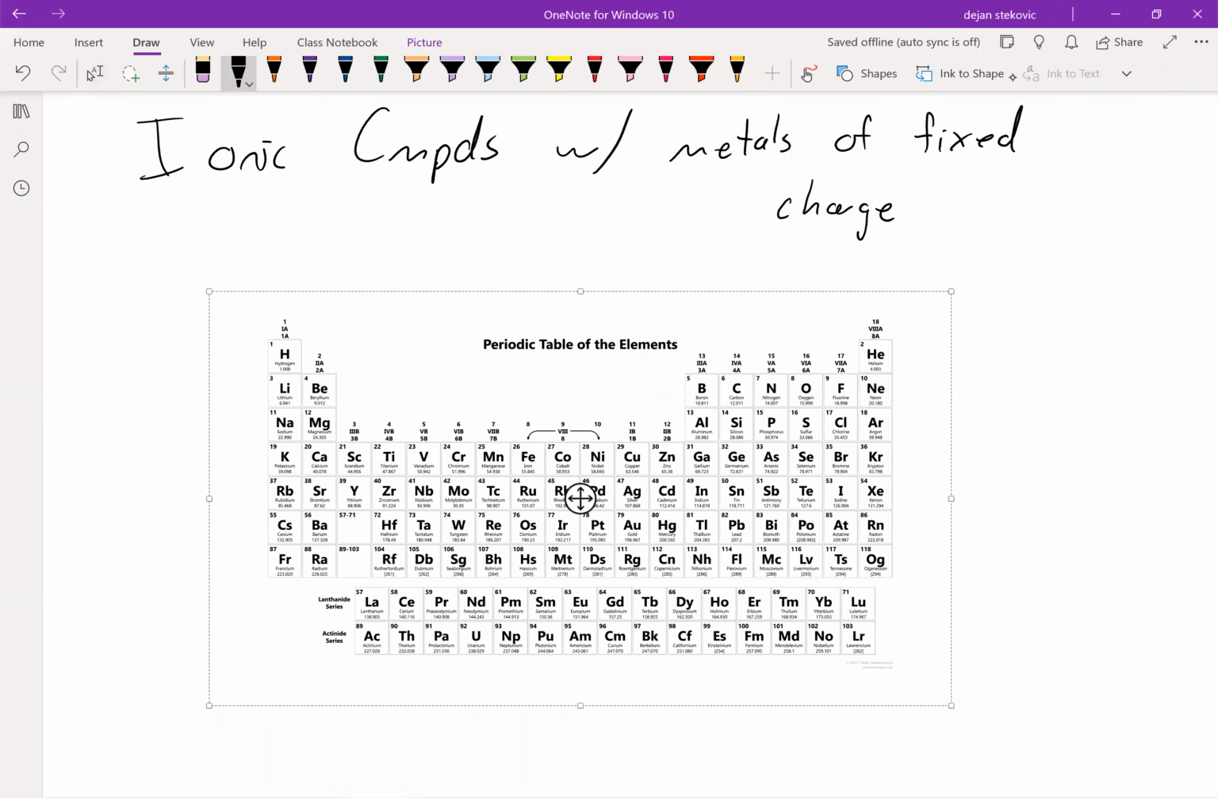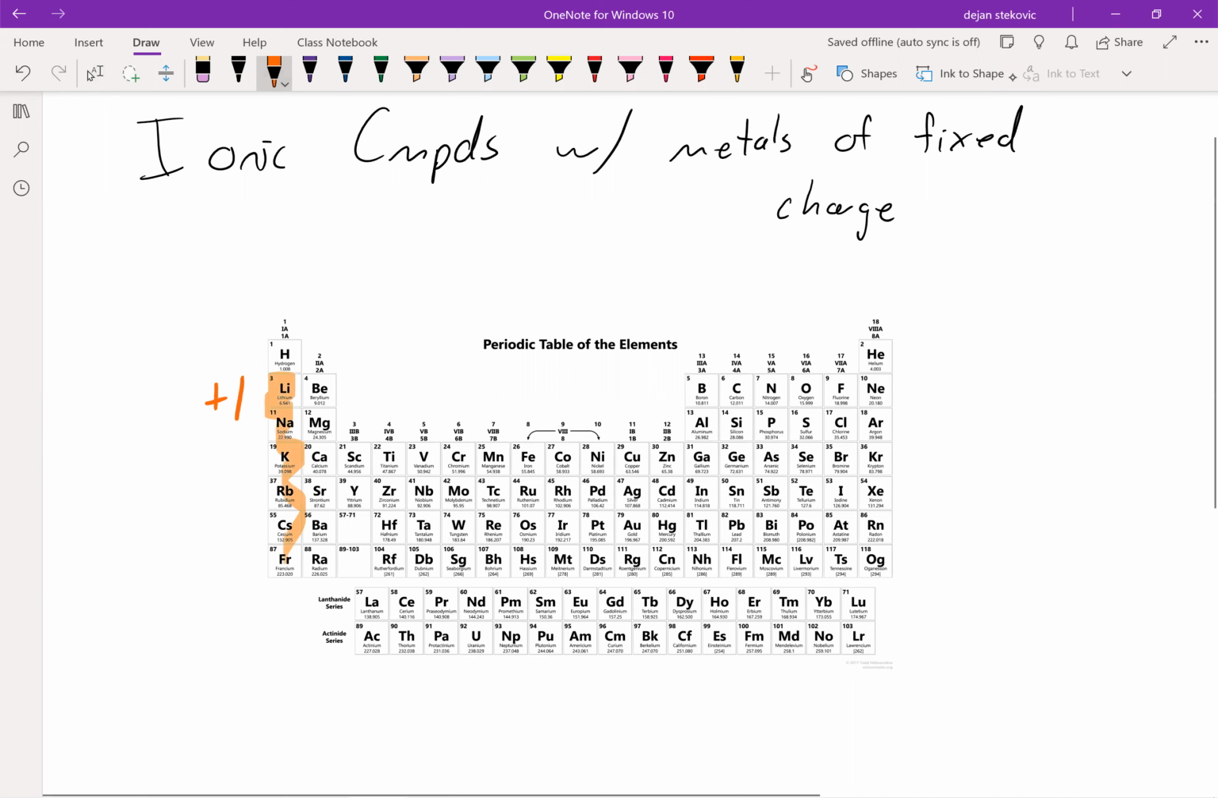All right, so how we name compounds depends on what the compound is. Our first type of compound is ionic compounds with metals of fixed charge. What I mean by fixed charge is that they only ever have one charge, so not transition metals. For example, everything here in the first row will be +1. Sometimes hydrogen acts as a metal, sometimes it doesn't.